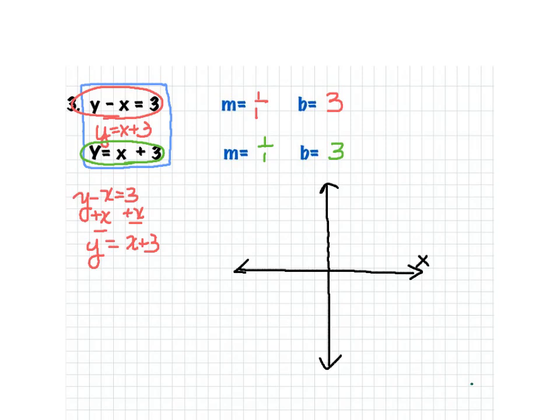So we're going to graph it. Okay? I'm going to graph it in purple because really both of them are one line. I can't graph it in red and green. So let's start on my 1, 2, 3. My y-intercept is at +3 and my slope is 1/1. So there's your equation. There's your line.